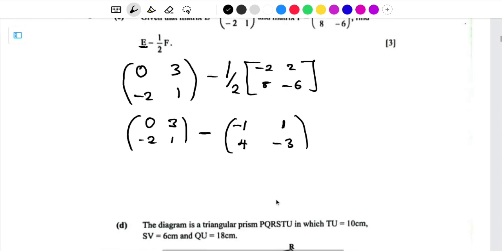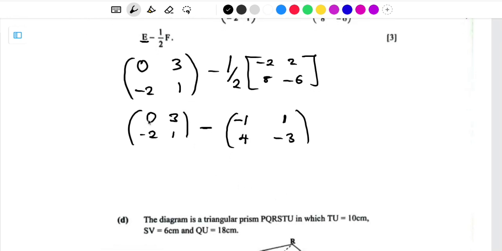So we are subtracting the matrices here. 0 minus minus 1. So negative and negative, that is positive. Negative multiplied by negative, that is positive. So what we are saying here is 0 plus 1. Then 3 minus 1. Then negative 2 minus 4. Then 1 minus, so since this is negative and this is negative, negative multiplied by negative, that is positive.